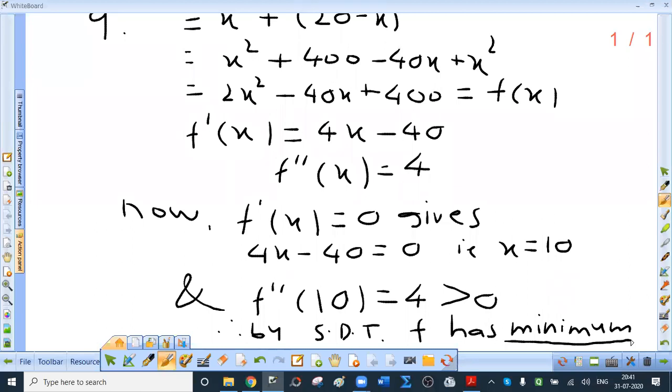So if the first part is 10, what should be the second part? 20 minus 10, that is 10. So the two parts should be 10 and 10. Below that you can write the note: for minimum sum of the squares, the numbers should be equal. This is our observation.